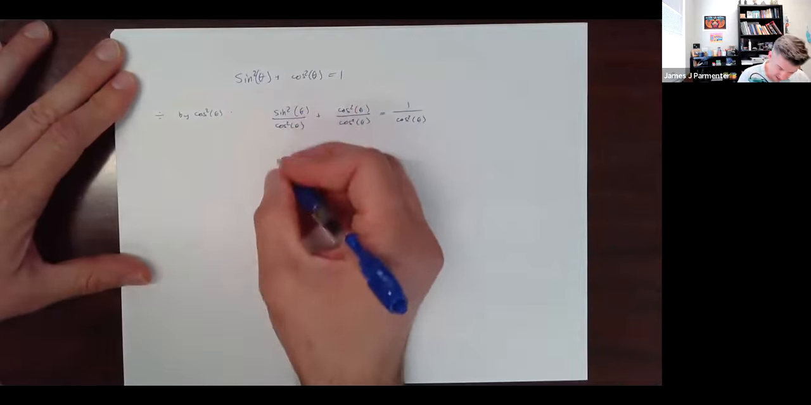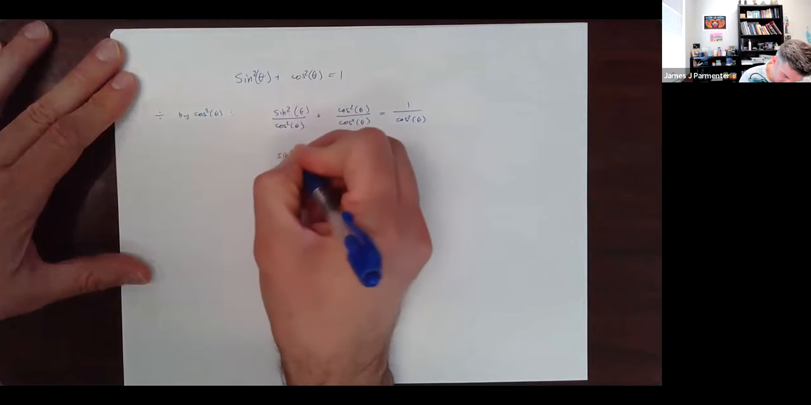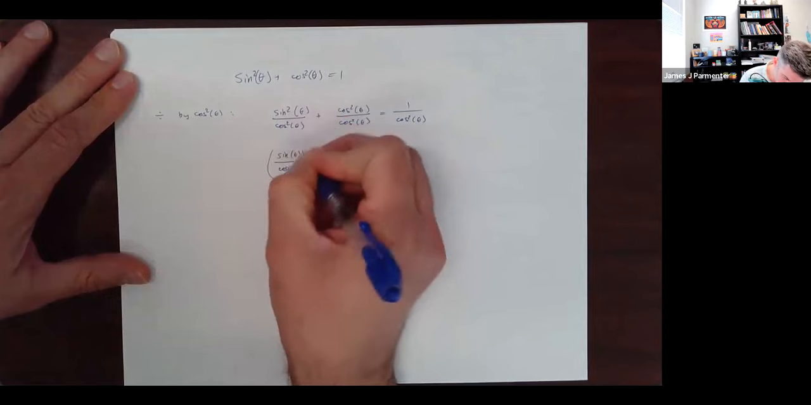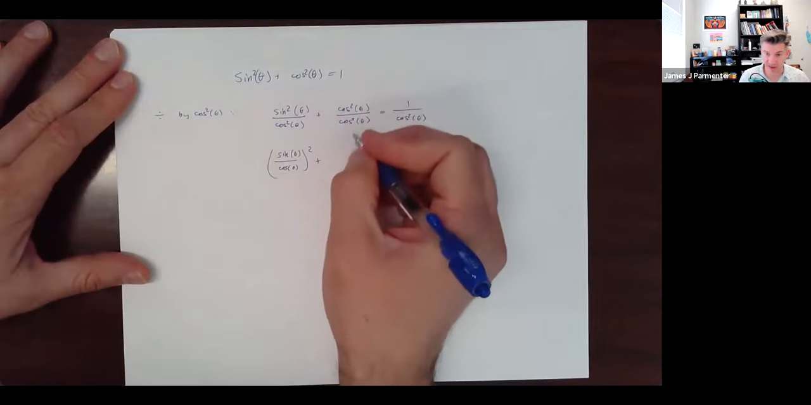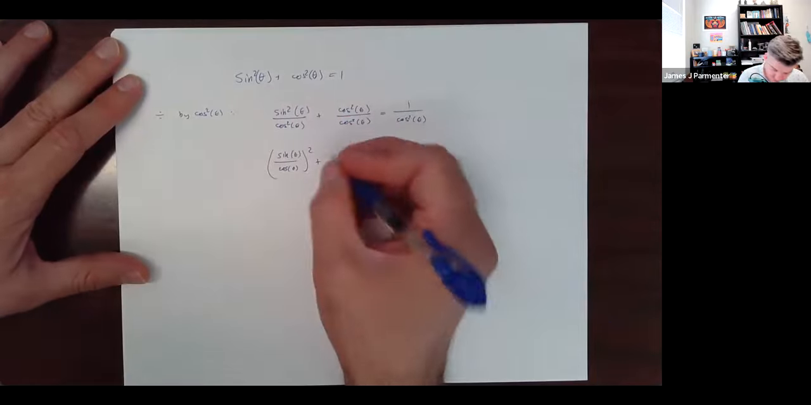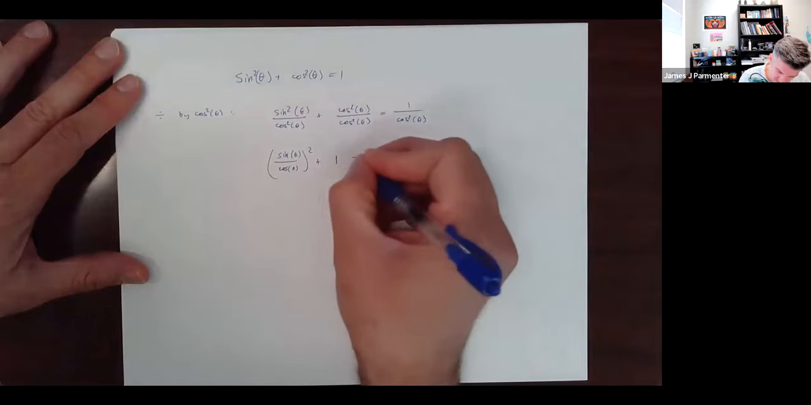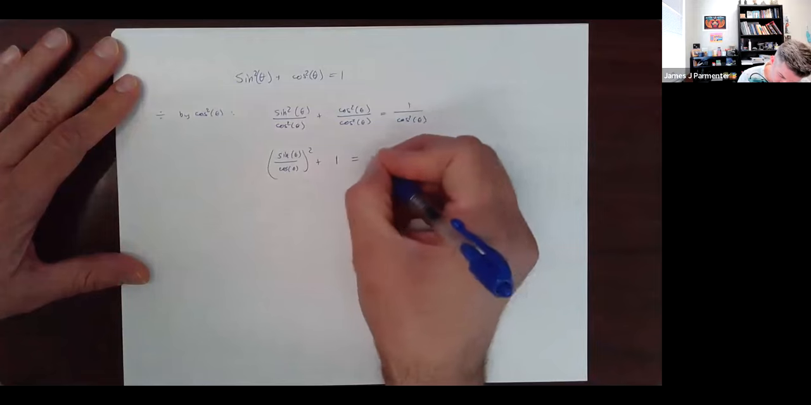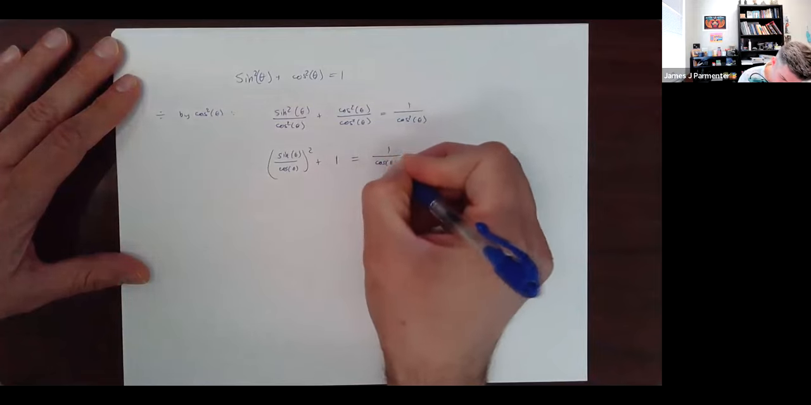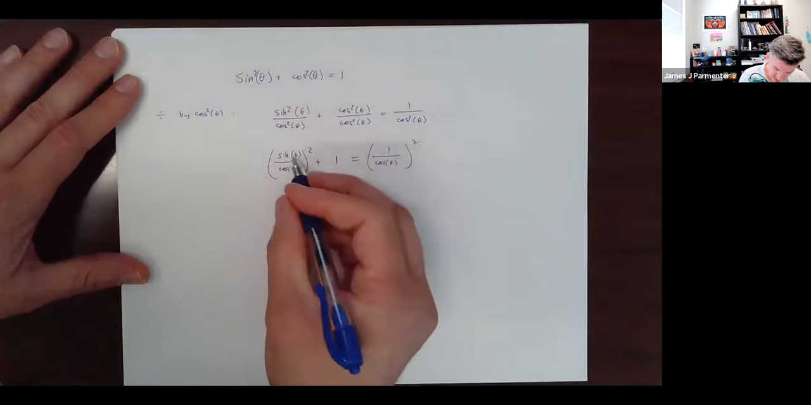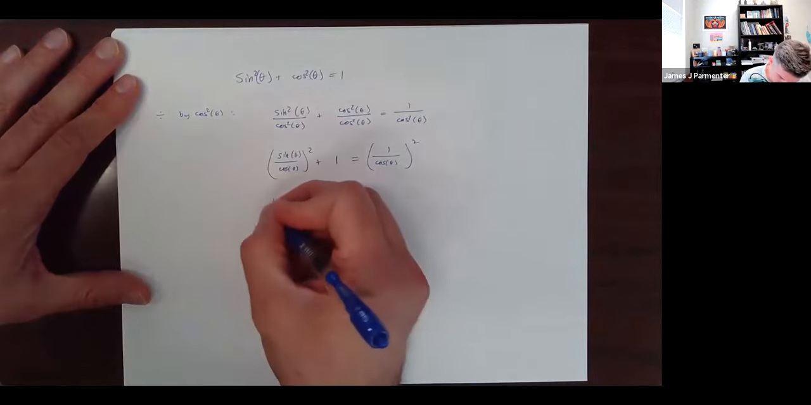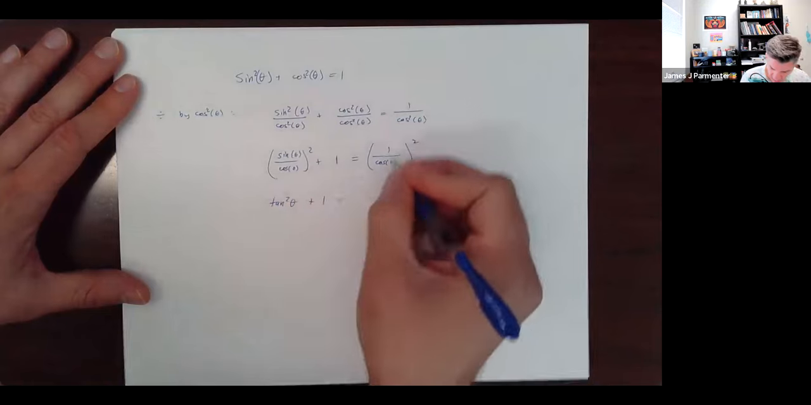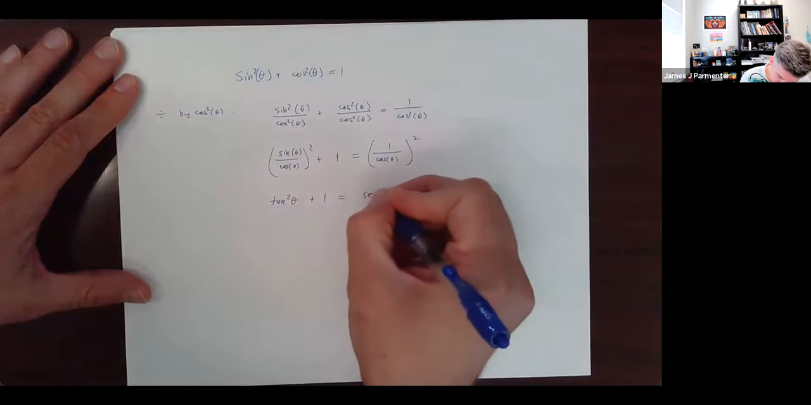I'm going to rewrite this as sine of theta over cosine of theta, quantity squared. Cosine squared theta divided by cosine squared theta is just 1, right? Anything divided by itself is just 1. And 1 over cosine squared is 1 over cosine of theta quantity squared. Sine over cosine is tangent. So this is really tangent theta quantity squared, or tangent squared theta, plus 1. And 1 over cosine is really just secant squared theta.